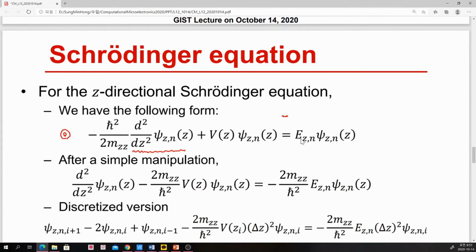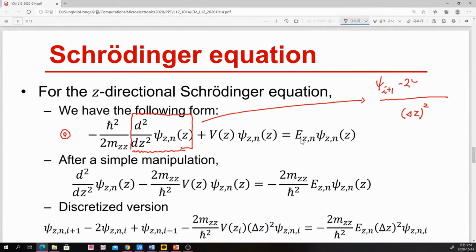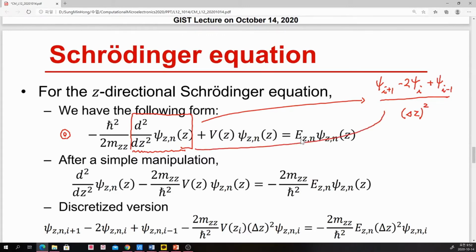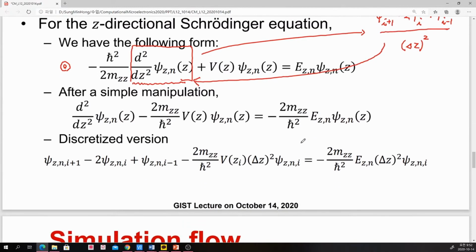You can do it quite easily. Since here we have second order derivatives, it can be discretized as here: psi i plus 1 minus 2 times psi i plus psi i minus 1. I hope that you remember this from your previous lectures. Then by just applying this here, you can find the final discretized form.